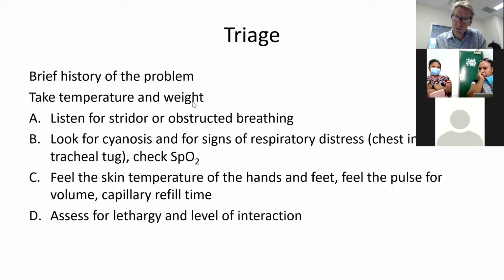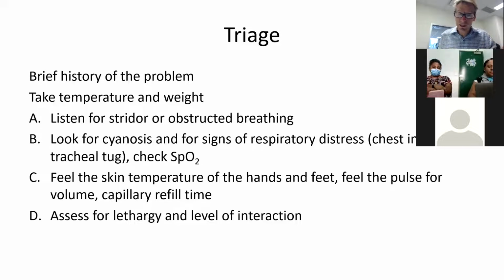The weight is important, isn't it? Because you need to know the weight of the child to calculate the drugs that the child would require. So unless the child's in a very severe state, you should try to weigh the child and take the temperature. Then you should do a basic assessment of the child to assess the child's airway, breathing, and circulation.